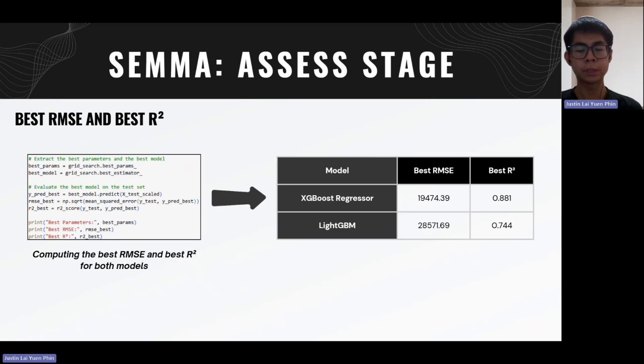So the XGBoost regressor achieved an RMSE of 19,474.39 and an R-squared score of 0.881, outperforming LightGBM, which achieved an RMSE of 28,571.69 and an R-squared score of 0.744. So these results clearly demonstrate that XGBoost provided more accurate predictions and better explained the variability in the data.